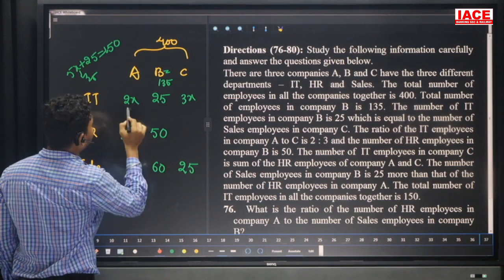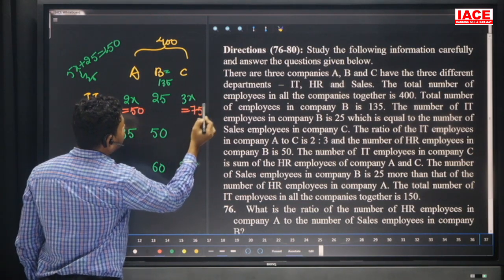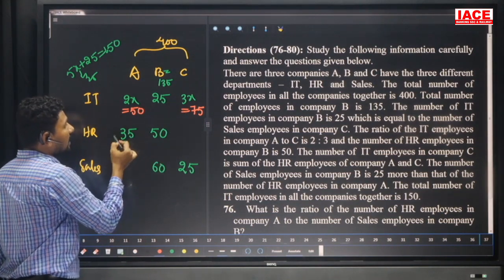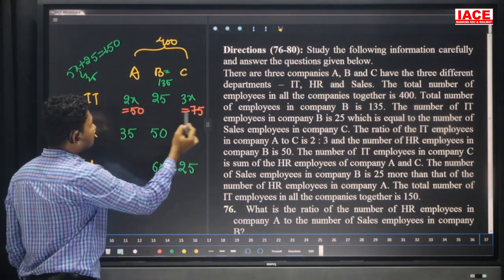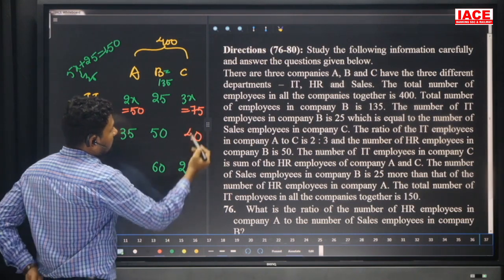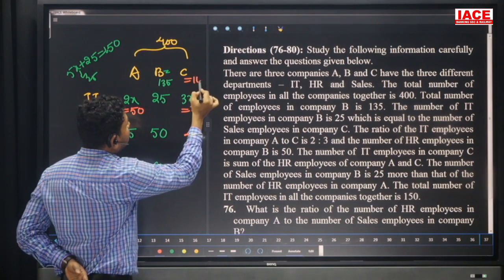Then we should fill it. Here the value is 50 and here the value is 75. So look, already we know C IT employees is equal to A HR value plus C HR value. From 75, 35 will be removed. The remaining value is 40. And here 75 plus 25, 100, 100 plus 40. C total value is 140.